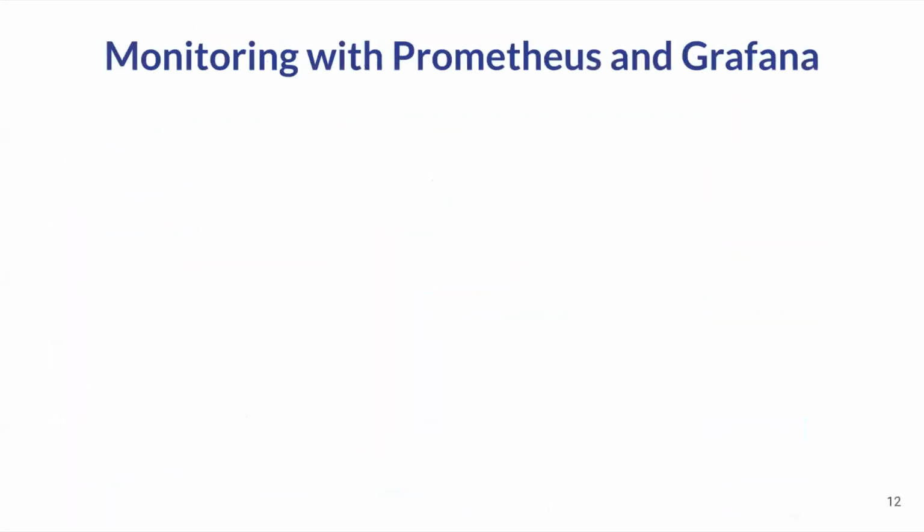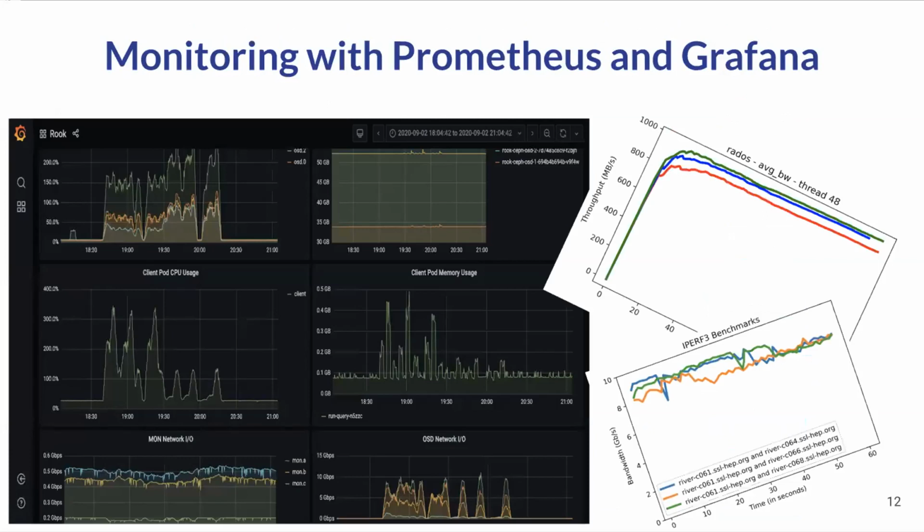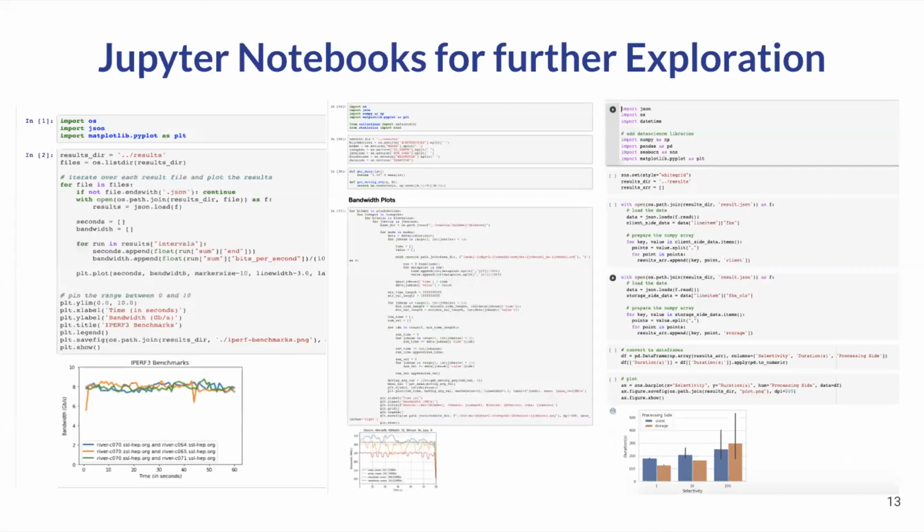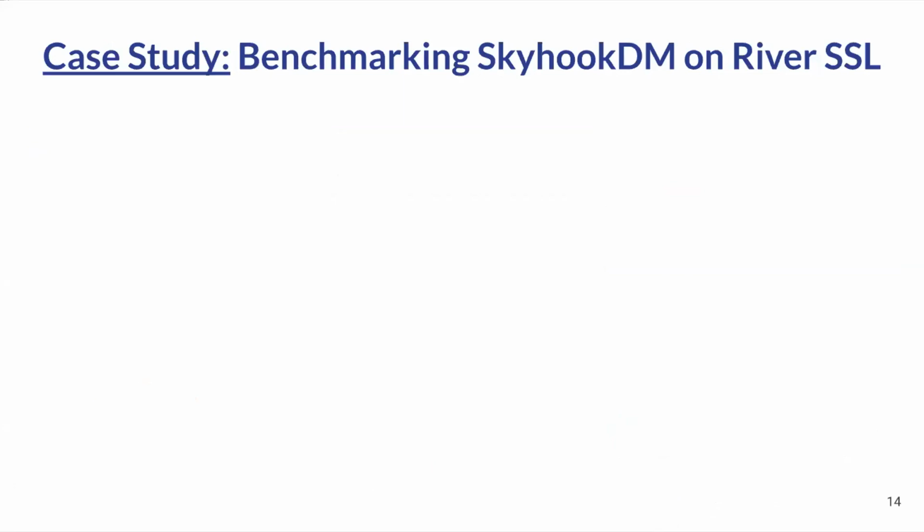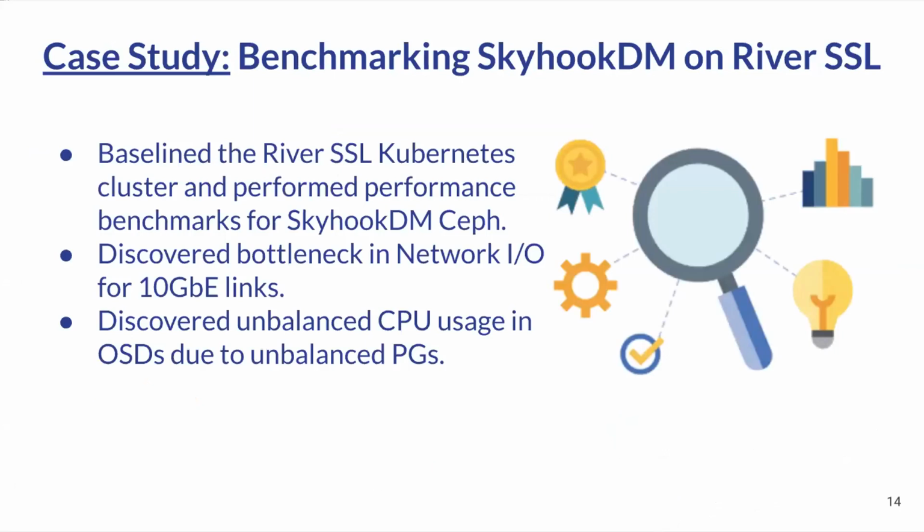The workflows generate plots like this, and this is a snapshot of a Grafana dashboard from running our workflow on benchmarking a SkyhookDM deployment on the River SSL cluster. These are some of the artifacts, and we have Jupyter notebooks for this. These Jupyter notebooks get executed and the plots get generated, all through the workflows. As a small case study, we benchmarked SkyhookDM on the UChicago River SSL cluster. We got really good results on pushing down operations to the storage layer. And as we scaled out, we also discovered bottlenecks in network IO for 10 gigabit links.